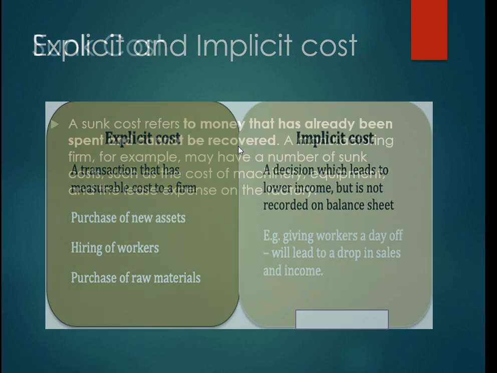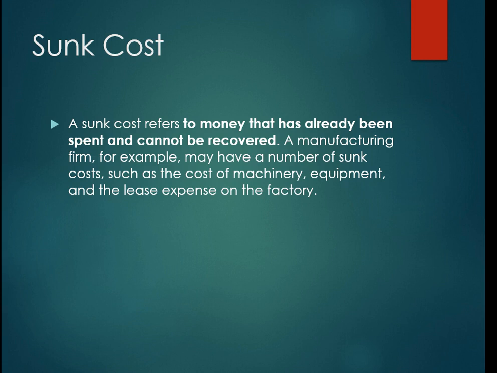The next one is the sunk cost. Basically, a sunk cost is a cost that cannot be recovered. For example, if you take land on rent from some person and you have built a factory over there, and after the end of the agreement, when you are leaving that land to the owner, the money you have spent on the construction of the roads or the construction of that building, you cannot recover that cost.